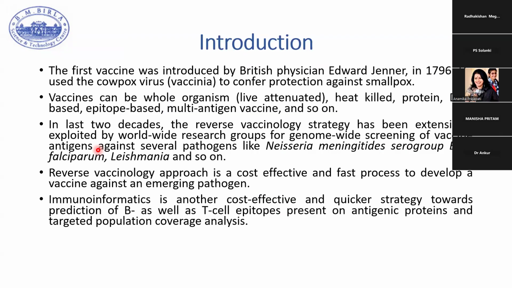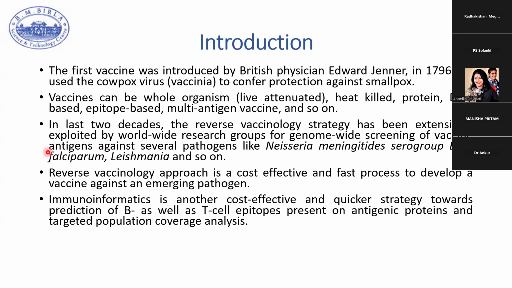Vaccines can be whole organism. It could be live attenuated or heat killed. It could be a protein or small peptides. It could be DNA based, mRNA based, epitope based, multi-antigen vaccine, or multi-epitope based. So there are different categories of vaccines.